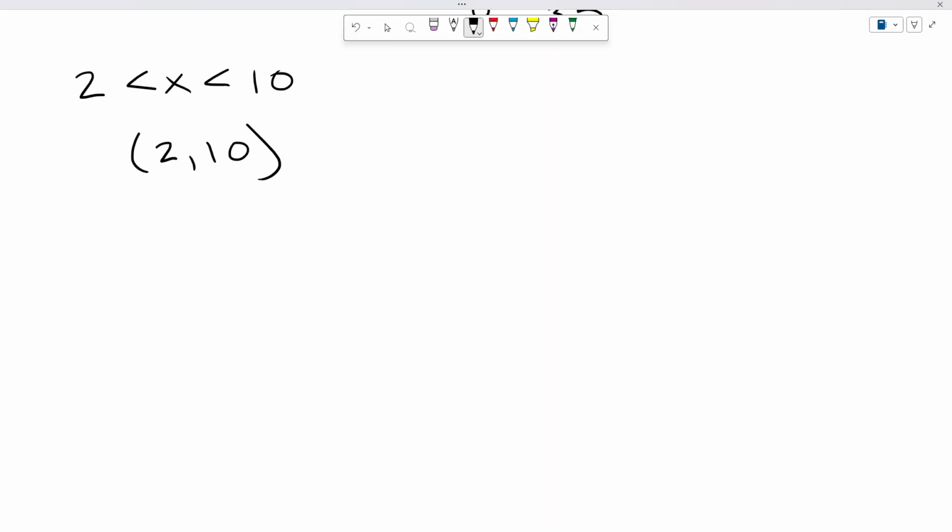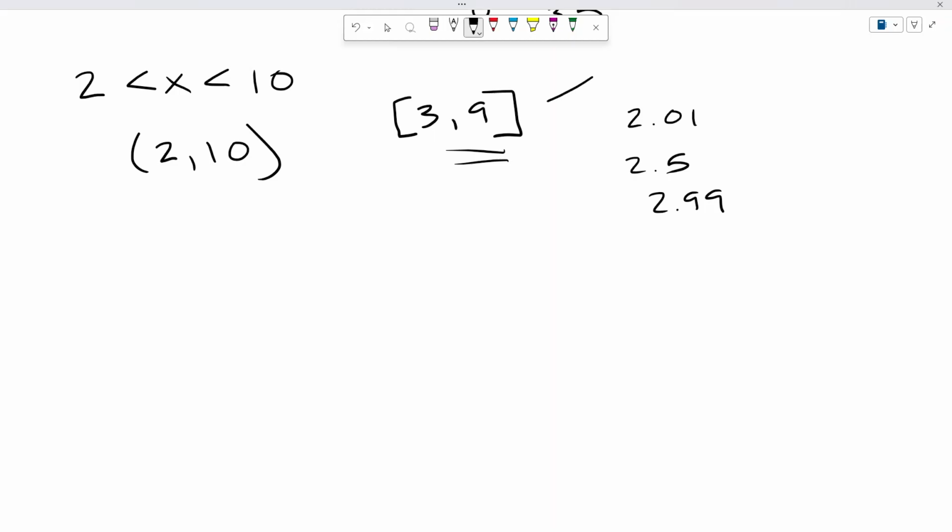But of course, you might ask, well, if we're not including that, why can't we do bracket and then just say 3 comma 9? And then we just cut out the 2 and the 10 because 3 and 9 are both included. Well, we couldn't do it like that because then we're cutting out everything between 2 and 3. Because we're just saying x has to be greater than 2. So our solution set, we could have 2.01, we could have 2.5, 2.99. So that's why we can't do it like this.